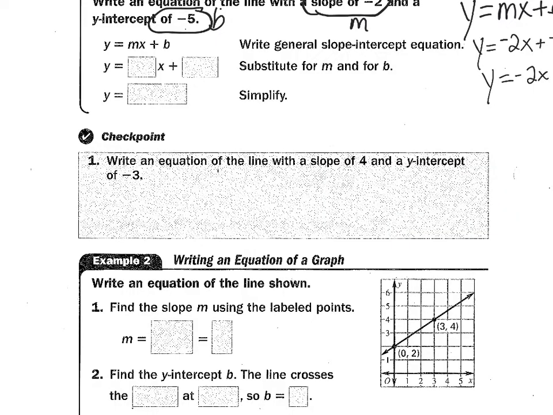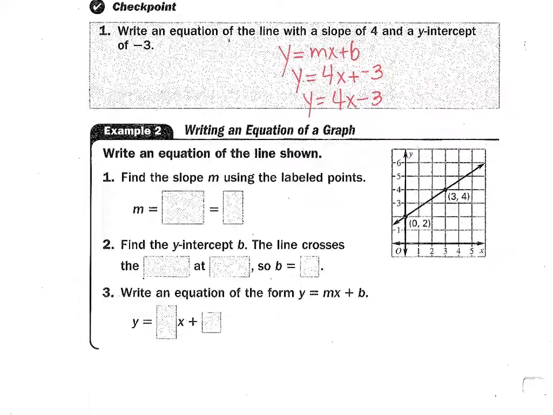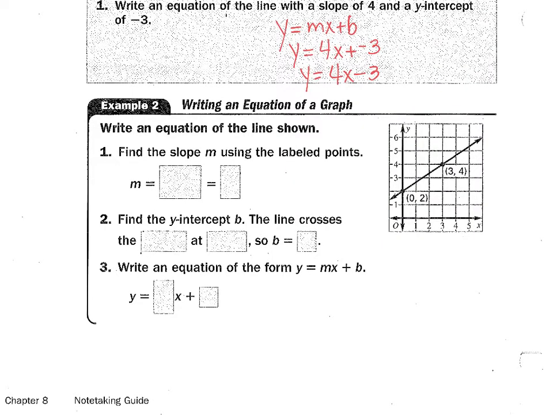Number 1 says, write an equation of the line with the slope of 4 and the y-intercept of -3. Slope-intercept form is y equals mx plus b. So how do you write this one? Y equals 4x plus -3. What's another way to write that? What's another way, Hannah? Y equals 4x minus 3. Yep, either way.